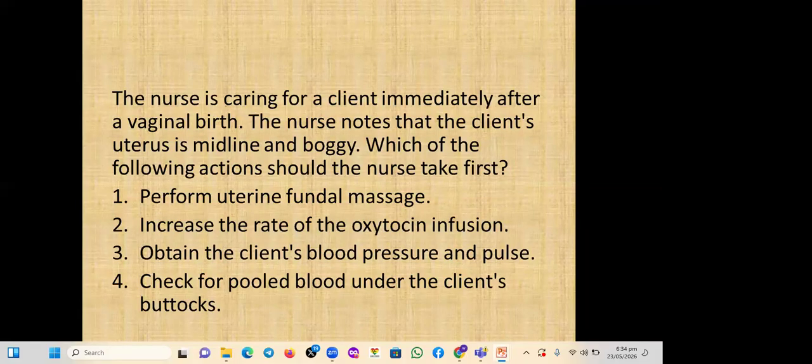Any other question? Any other inputs? Last one, then we move on. The next is caring for a client immediately after a vaginal birth. The nurse notes that the client's uterus is midline and boggy. Which of the following actions should the nurse take first?